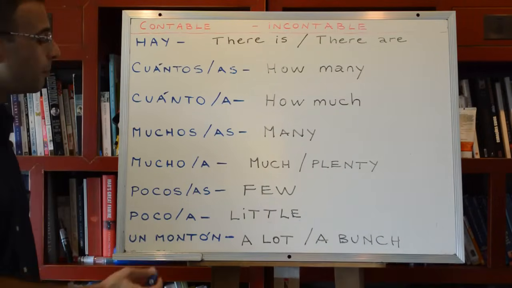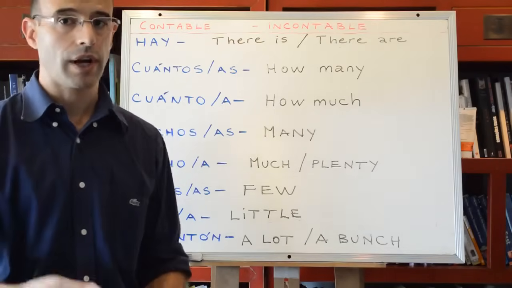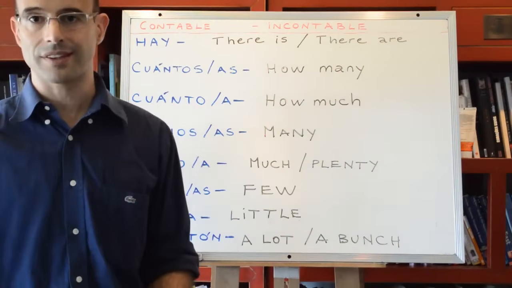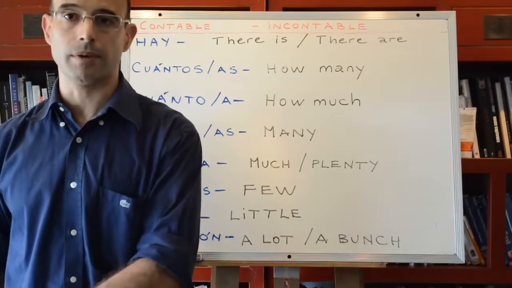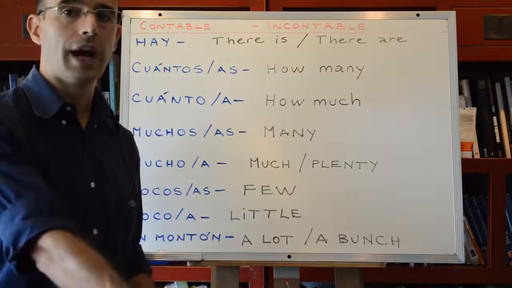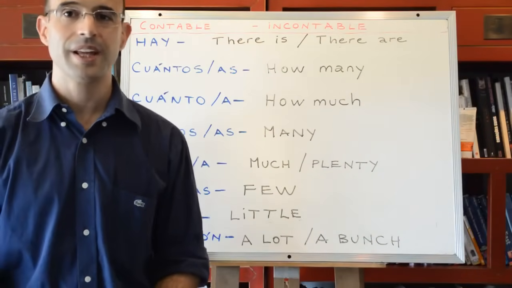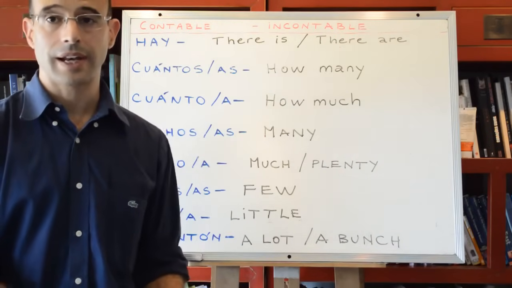Un montón puede referirse a cosas contables como árboles o casas, por ejemplo, un montón de árboles, un montón de casas. O también puede referirse a cosas incontables como un montón de agua, un montón de dinero, ¿verdad? Con esto terminamos nuestra clase de hoy. So here we end our class today.